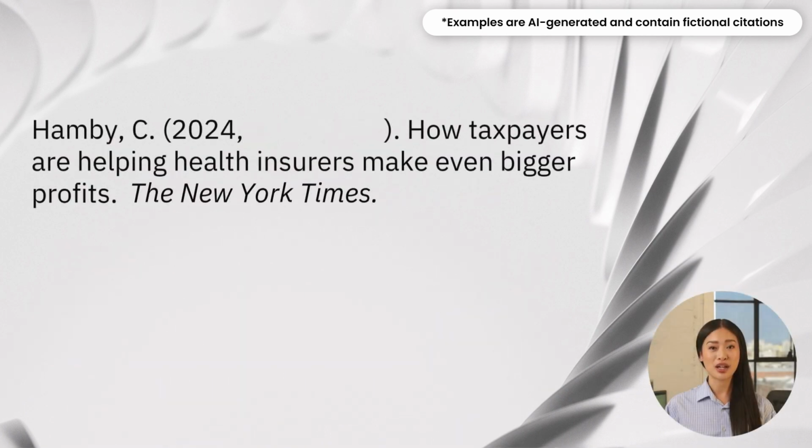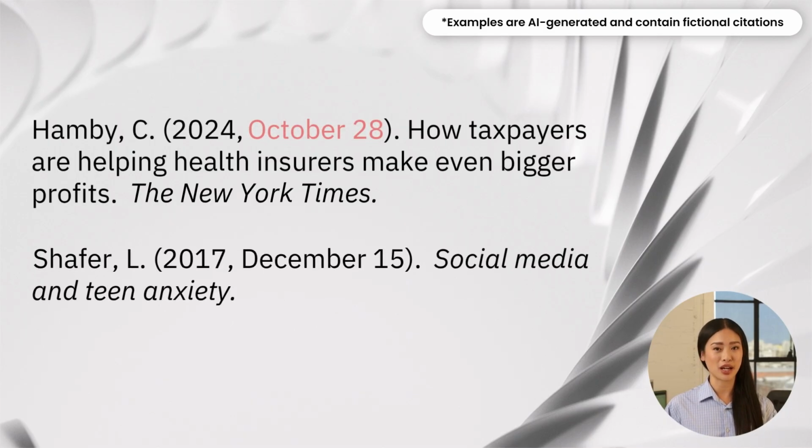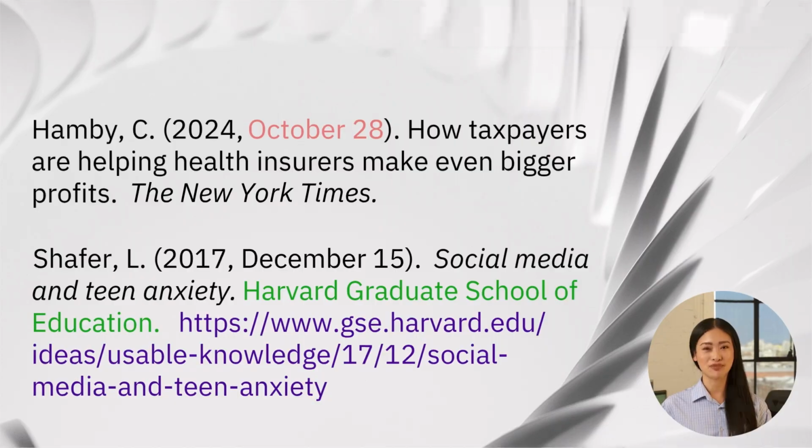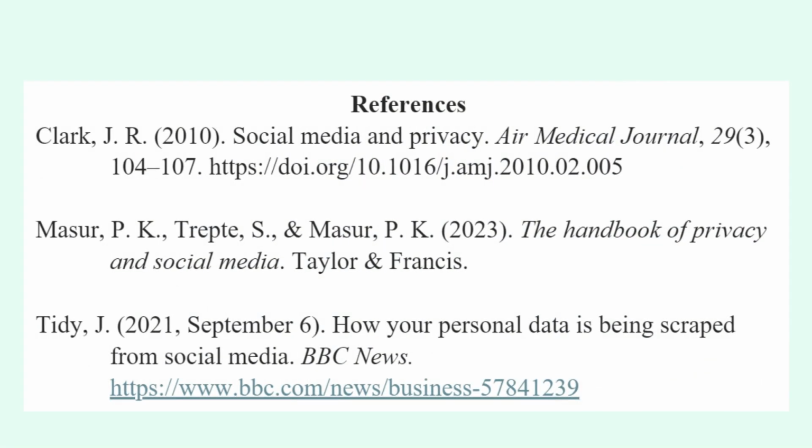For newspaper articles, simply include the full date. And if you are citing an article from an online source, be sure to include the website name as well as the URL. Here is an example of a list of references. Arrange the references in alphabetical order and use hanging indent, where all lines are indented except for the first line of each entry.